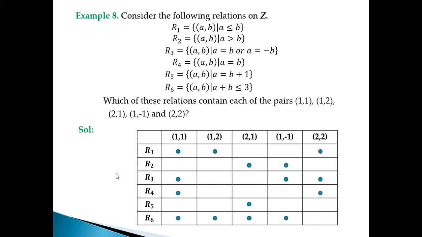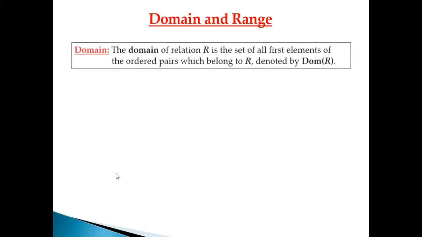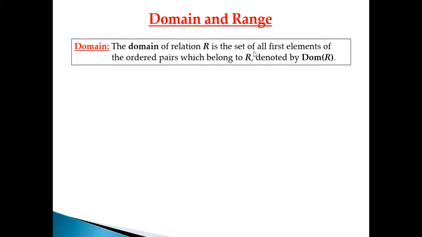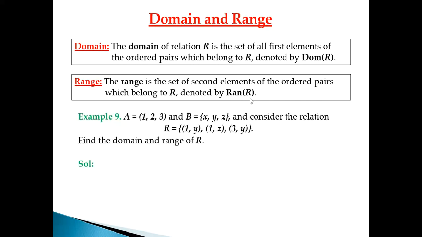Clear? Okay, so now next come to the domain and range of the relation. So what is the domain of the relation? The domain of relation R is the set of all first elements of the ordered pairs, and it is denoted by DOM R. This is the domain of R. Next, the range. The range is the set of second elements of the ordered pairs, and it is denoted by RAN R, the range of R.